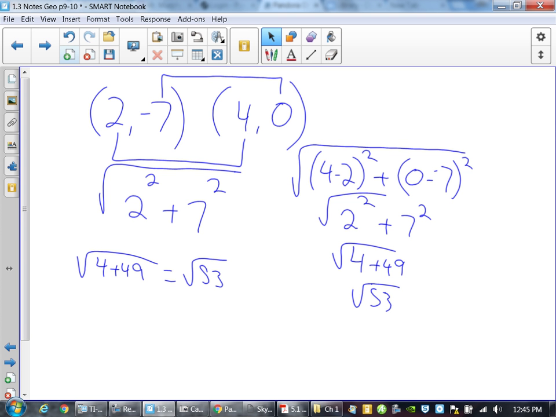So it works both ways. Does it matter what you use? No. Personally, I think it's easier to count. It's like counting money. It's easy.